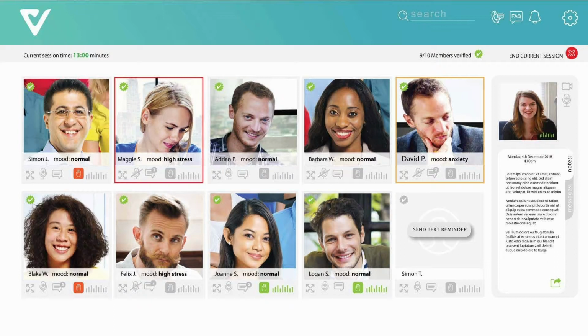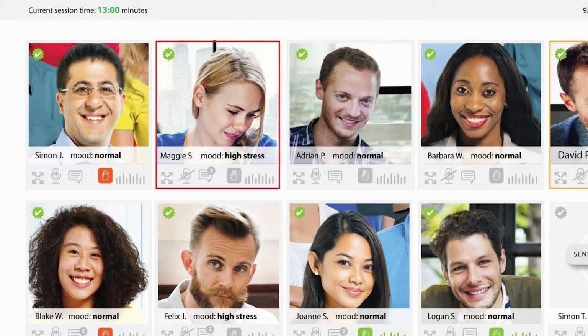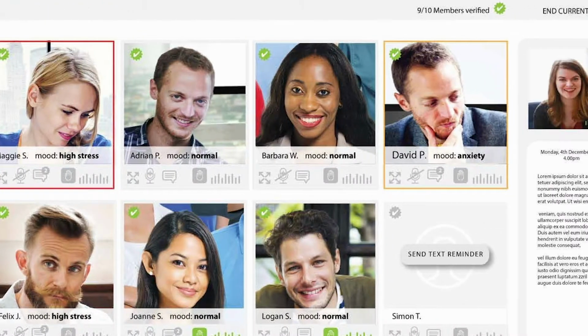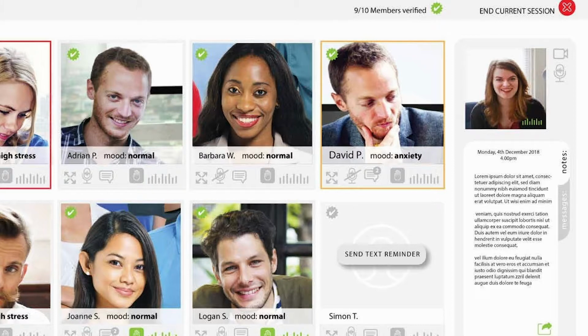A couple other things that are going on here is we can see that red box around Maggie. So she's starting the session in a bad place. So that's something that the therapist can quickly note. Can also see that David is also experiencing some anxiety. So this is something that she can attend to right away. Everybody else is coming into the session in a good place.